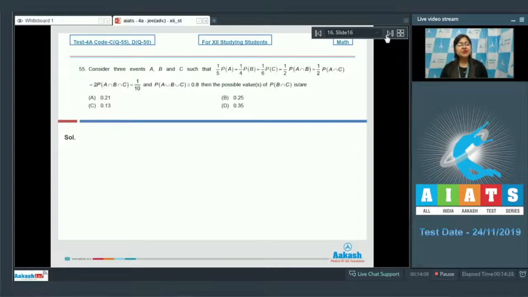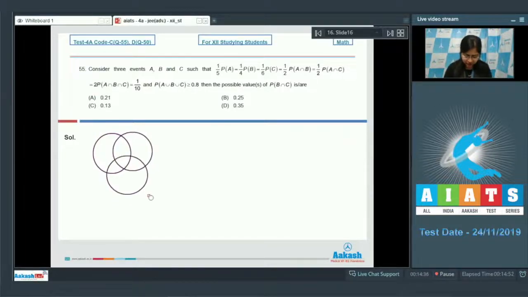Next is question number 55, which says that consider three events A, B and C such that 1 by 5 PA is equal to 1 by 4 PB is equal to 1 by 6 PC and so on is equal to 1 by 10, and probability of A union B union C is greater than or equal to 0.8. Then the possible values of probability of B intersection C is.